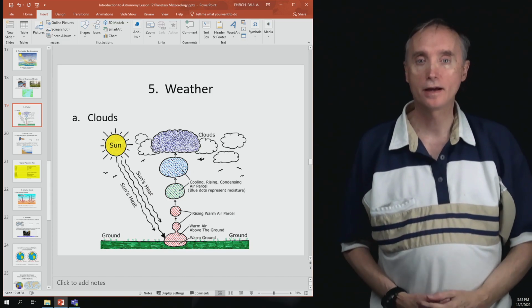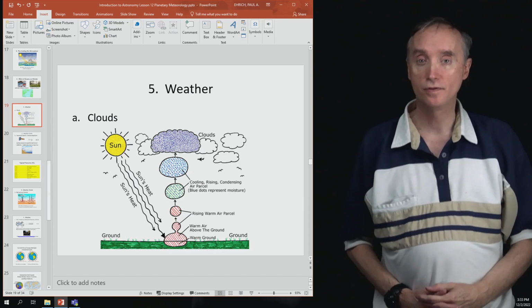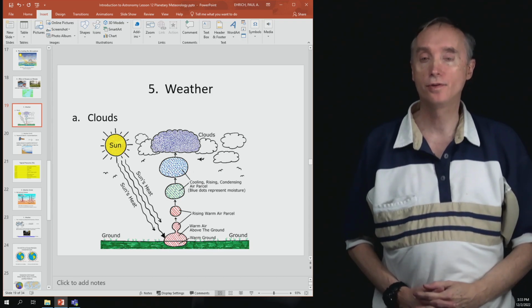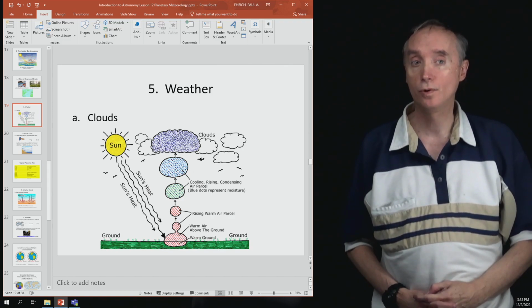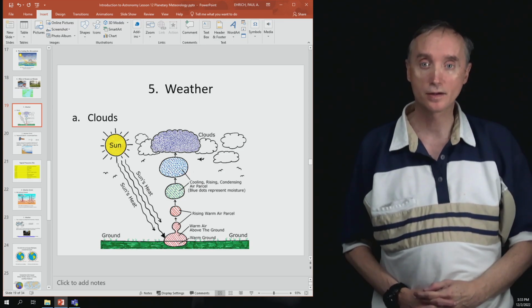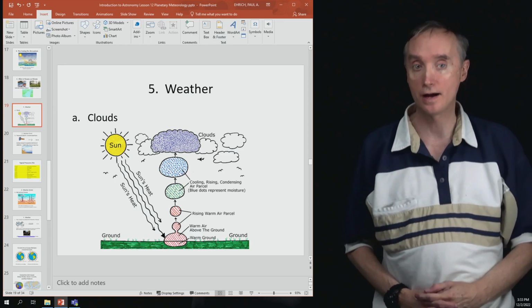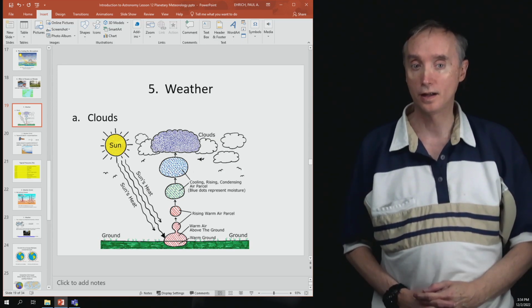Hello and welcome back. So now that we know what the atmosphere is made of, and we know the various layers of the atmosphere, the next thing that we want to talk about is how does the atmosphere generate weather? And so in this segment, we want to talk about clouds. And so how do you go about making a cloud?